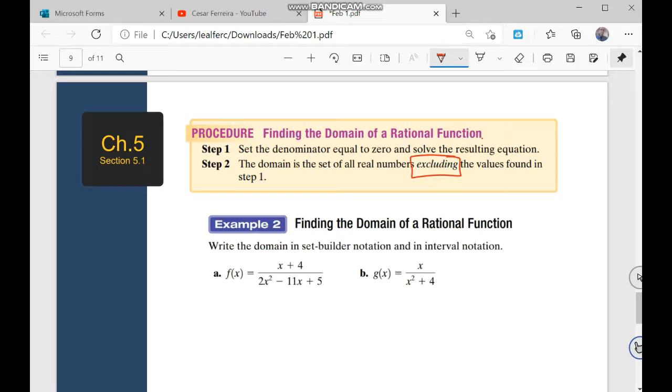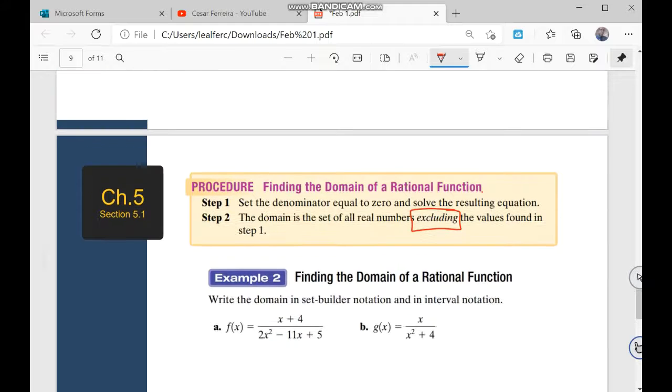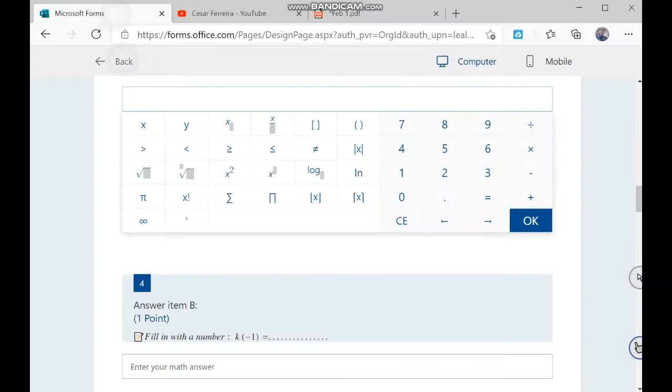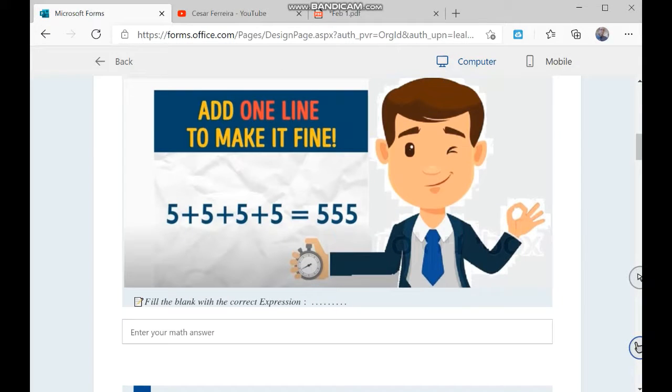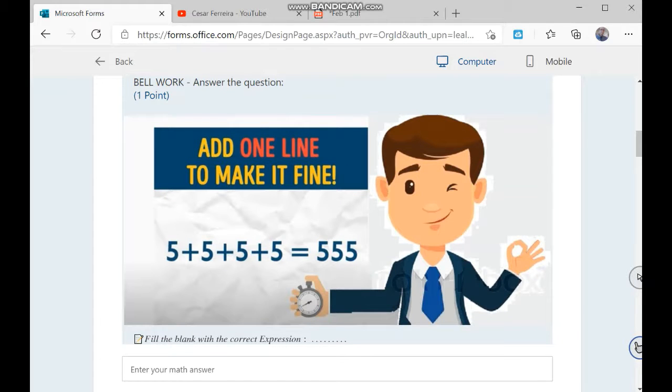I think I'm not going to work on these examples. We can spend more time working on the quiz, practicing together. Now, if you have questions, type them out or turn on your mic and tell me. If you don't have any questions, let's go on and work on the answer for the bell work. What do you think? Very simple. Add one line to make it fine. How would you change and add one tiny line and make this equation true? Send me your messages now. I want one message from each one of you.